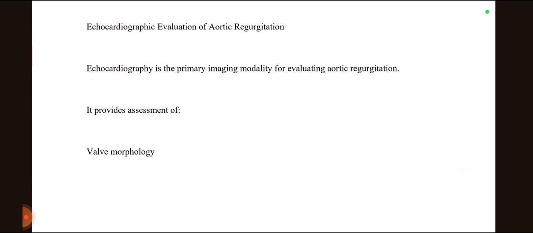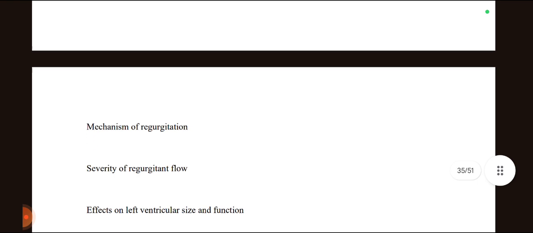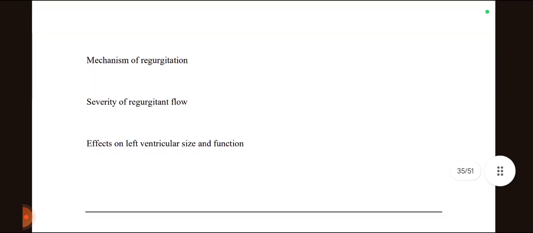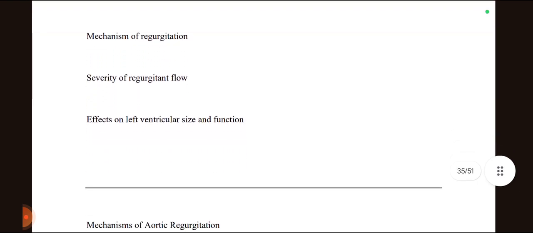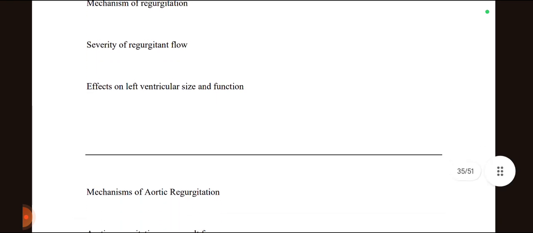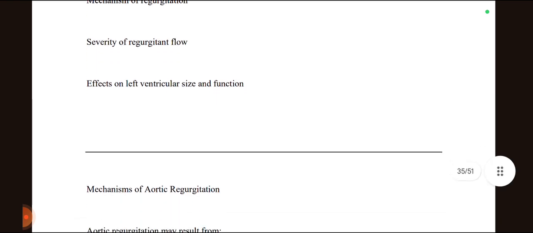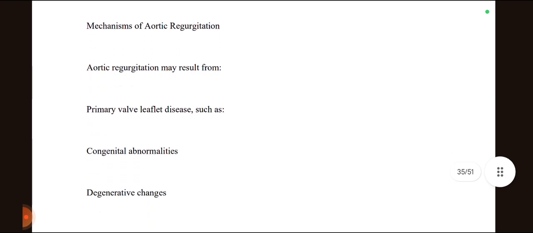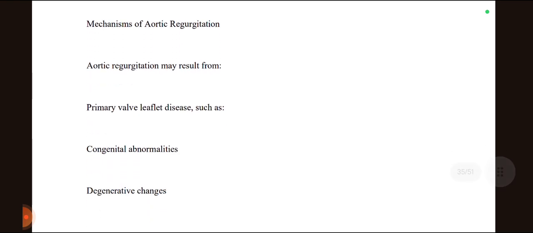So हम क्या कर सकते हैं. Echo करा सकते हैं. Echocardiographic evaluation is the primary imaging modality for evaluating aortic regurgitation. It provides the assessment of valve morphology, mechanism of regurgitation, severity of regurgitant flow, and effect on left ventricular size and function. So what will be the mechanisms of aortic regurgitation?